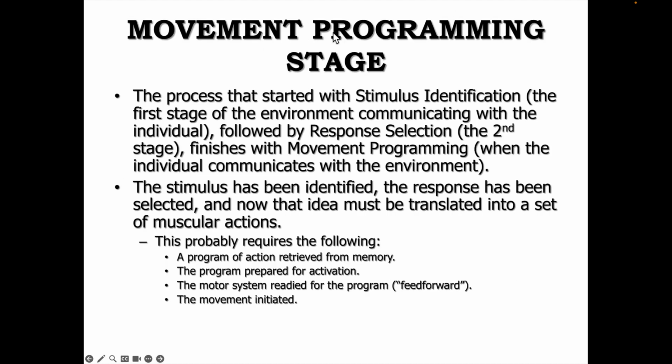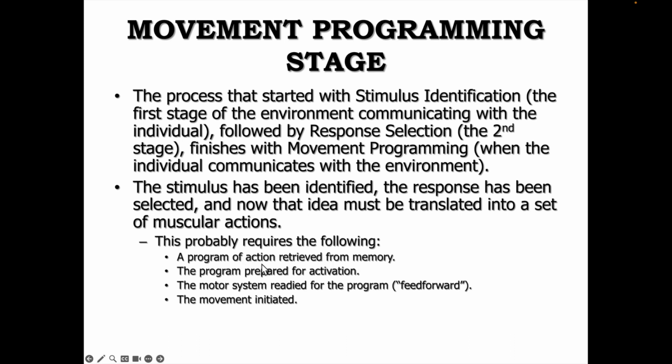Finally, looking at that movement stage programming, the third part in that human portion of our model. So again, we started with the stimulus identification, followed by response selection, finished with movement programming. So we've identified that stimulus, response has been selected, and now this idea must be translated into a set of muscular actions.